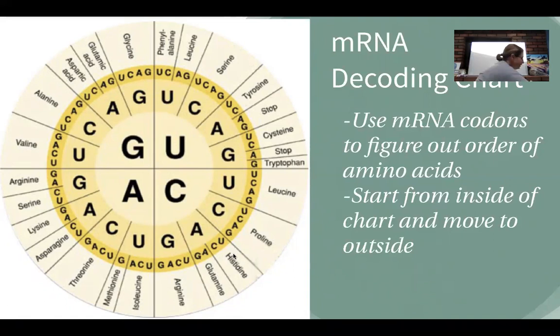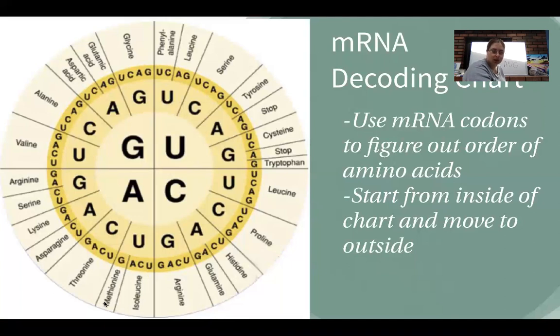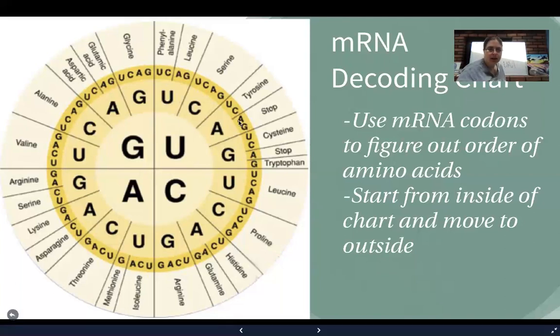Since I mentioned it before, let's look at AUG. Again, starting in the middle, AUG. That's methionine. It is the only codon that codes for methionine. That's our start codon. We also have, let's say, UAA. So again, starting in the middle, UAA. Stop. So that's one of the stop codons.